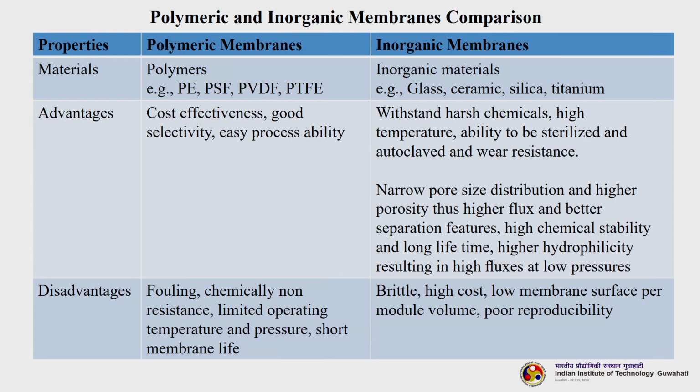So, to increase the flux we do not have to go for a very high pressure. The disadvantages in polymeric membrane are these: fouling is a common disadvantage, and then non-resistance to chemicals, limiting operating temperature and pressure, and short membrane life. All these things are tried to be covered by our ceramic membranes.